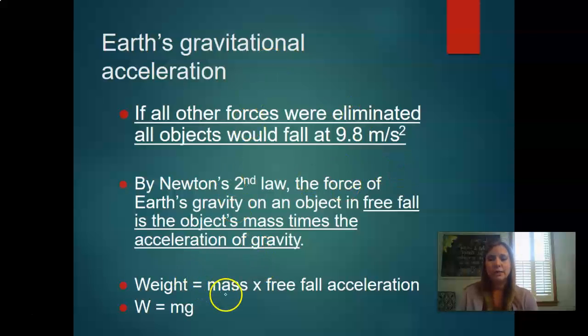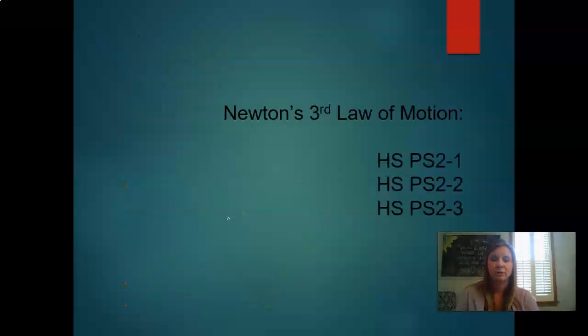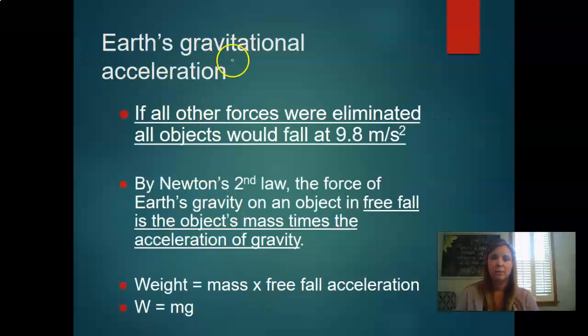So weight is mass times free fall acceleration. So your mass times the 9.8 meters per second squared. And free fall is an object's mass times the acceleration of gravity, that 9.8 meters per second squared. This is one that we'll talk a little bit about as we move into impulse, but I felt it was important to go over the gravity of all three of those. Or all two of those.